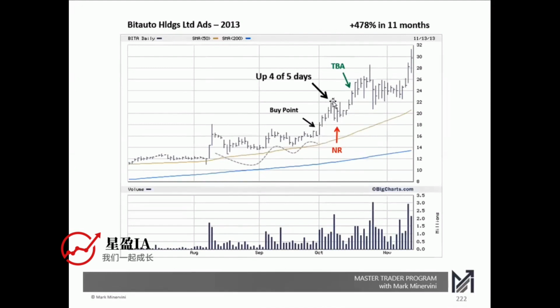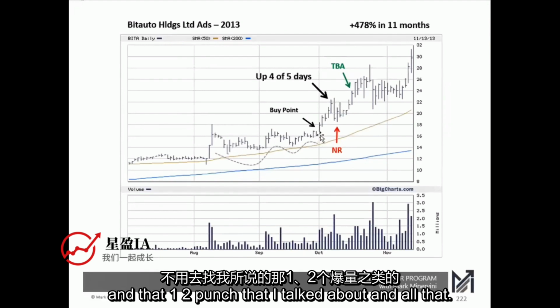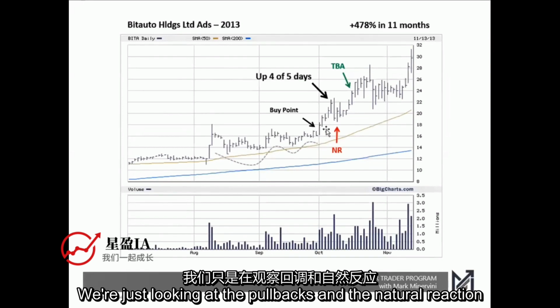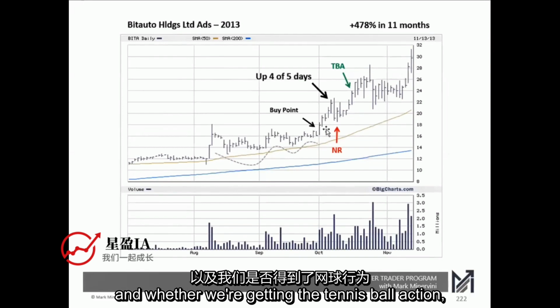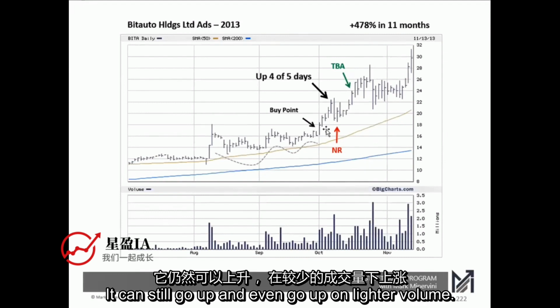Once it's out, now we don't have to look for that volume coming in and that 1-2 punch that I talked about and all that. We're just looking at the pullbacks and the natural reaction and whether we're getting the tennis ball action, and we're not having to have big volume on breakouts. It can still go up. It can even go up on lighter volume.